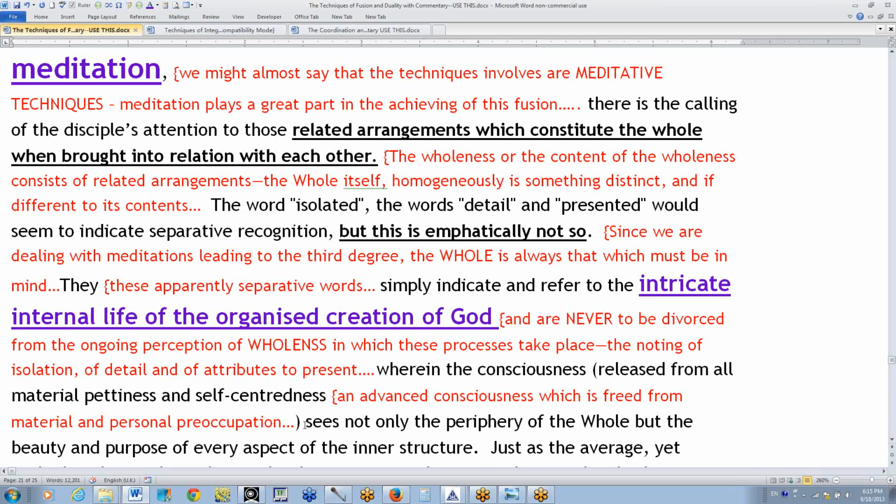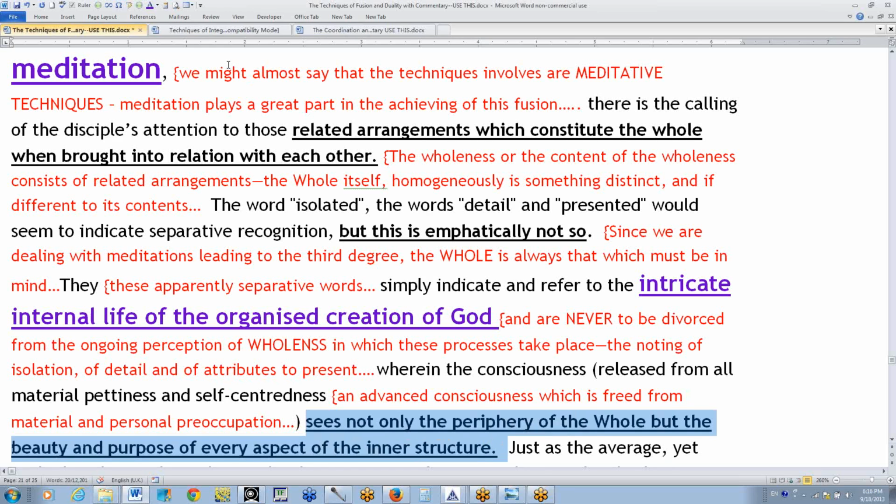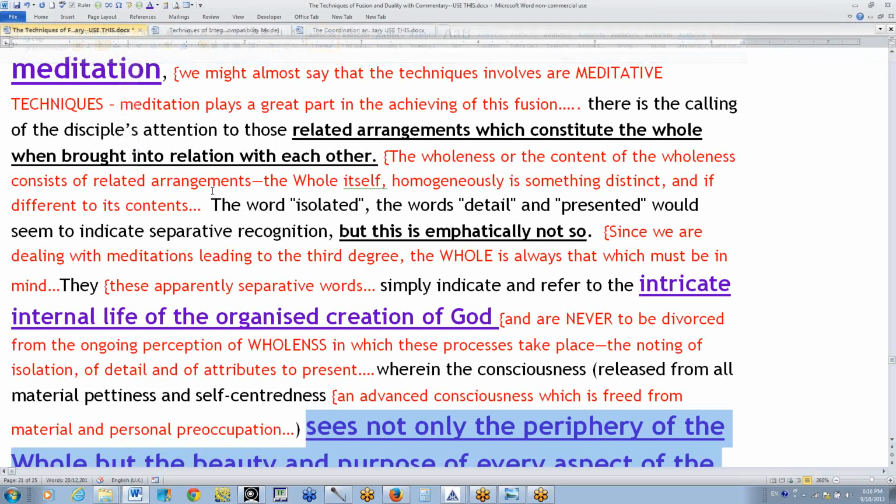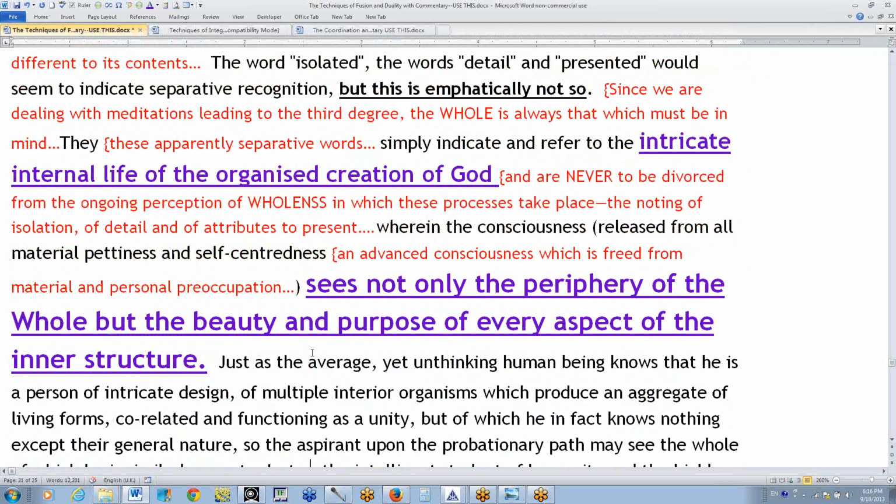I guess he's really talking about the kind of consciousness that we can gain when we study his works and make them, as it has been said somewhere, a rule of living, a rule of life. So looking at this again, these apparently separative words simply indicate and refer to the intricate internal life of the organized creation of God.